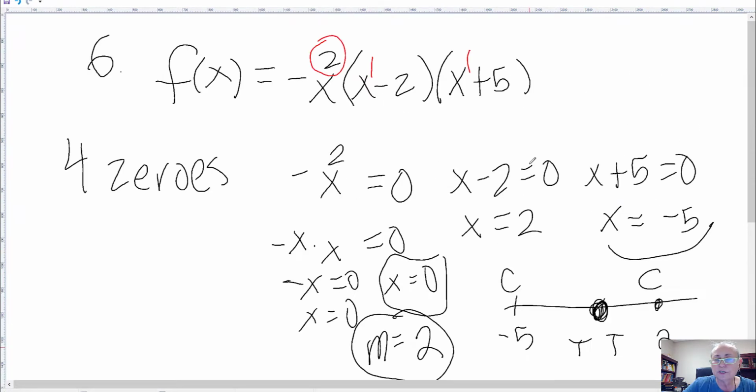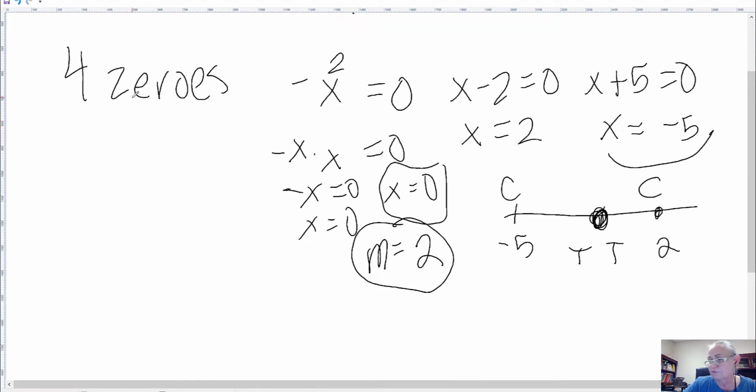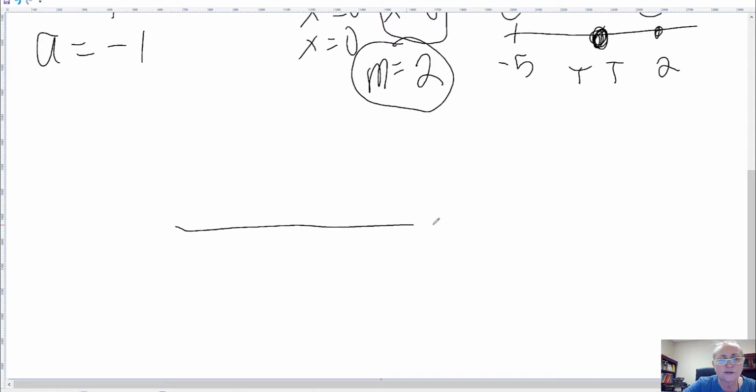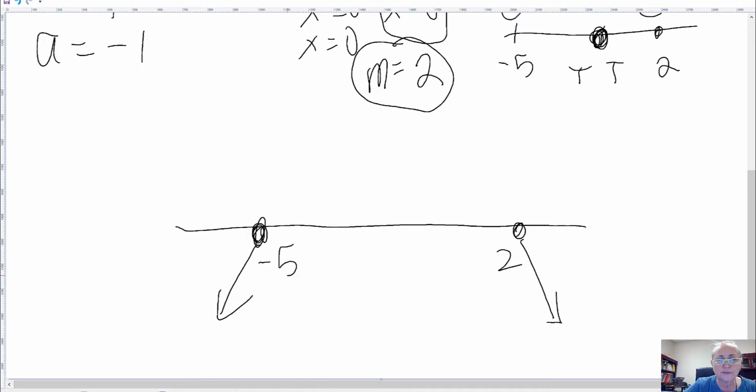Now, let's look at the leading coefficient right here and the degree. So we already said the degree is 4, n is 4, and a is negative 1. So when you have an even degree and a negative leading coefficient, the graph has to go down at the left and down at the right. So far, that's all we know. Well, that, and it touches and turns here.